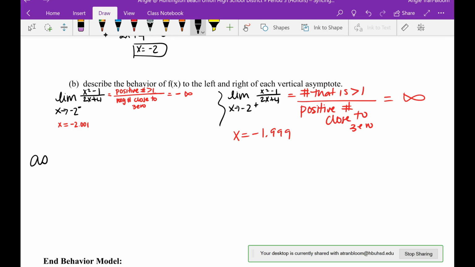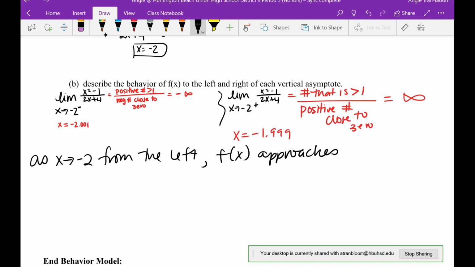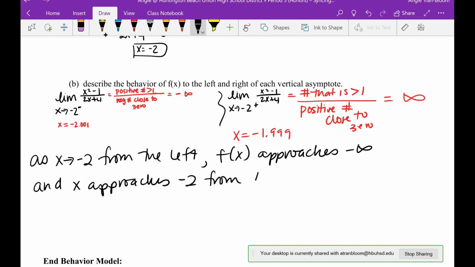As x approaches negative 2 from the left, f of x approaches negative infinity. And as x approaches negative 2 from the right, f of x approaches what?